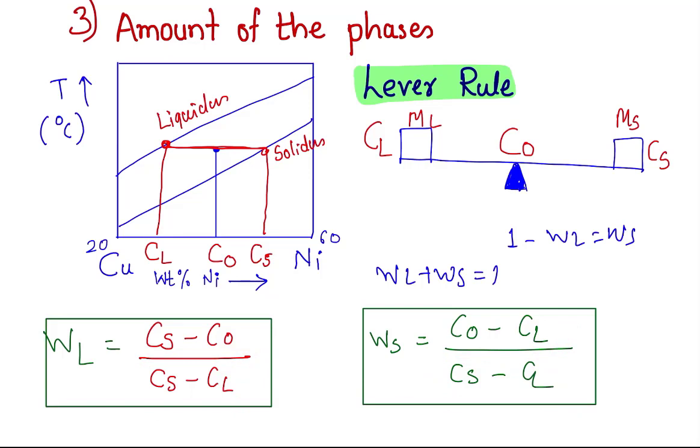The weight fraction of any material should always be 100%. So if you add the weight fraction of liquid and weight fraction of solid, it should come to 1, or it should come to 100% always. There may be a change in the concentration, but the weight fraction should always be 100%.